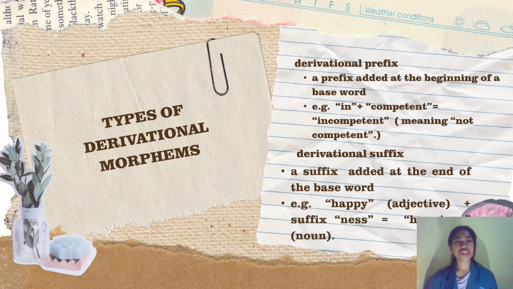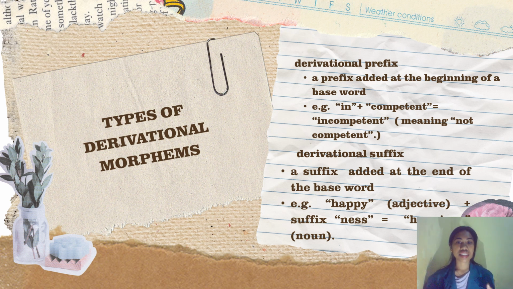Okay, now we move to the next slide. In this slide, we would like to find out the types of derivational morphemes. Here are two types of derivational morphemes. First, derivational prefix that is added at the beginning of a base word. For example, the prefix in added to the base word competent becomes incompetent. That can change the meaning of competent to not competent, or a negative meaning.